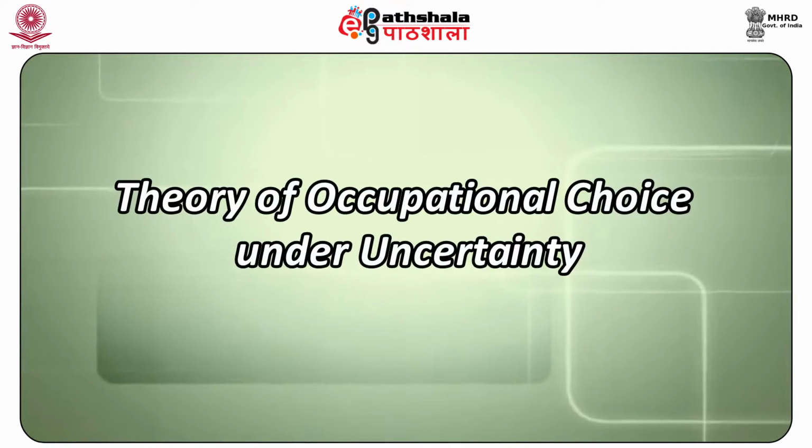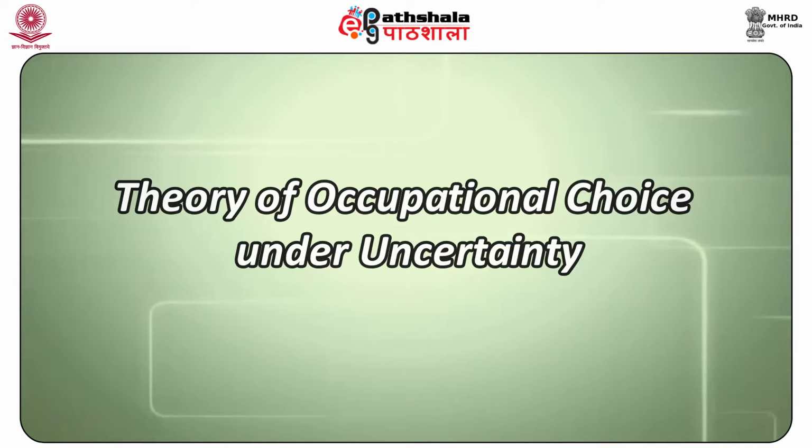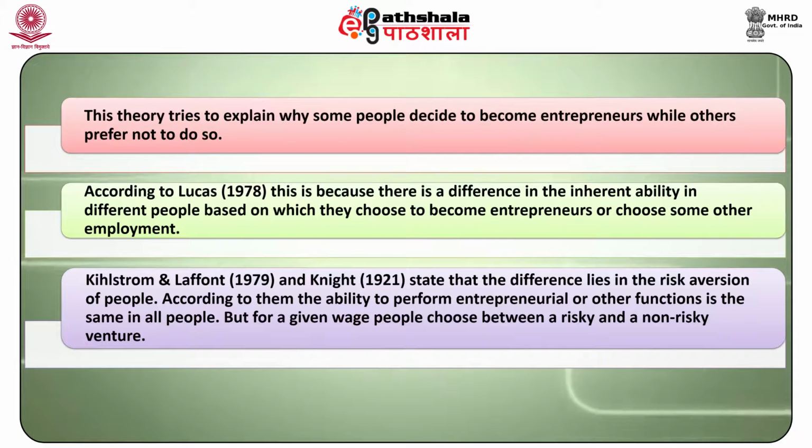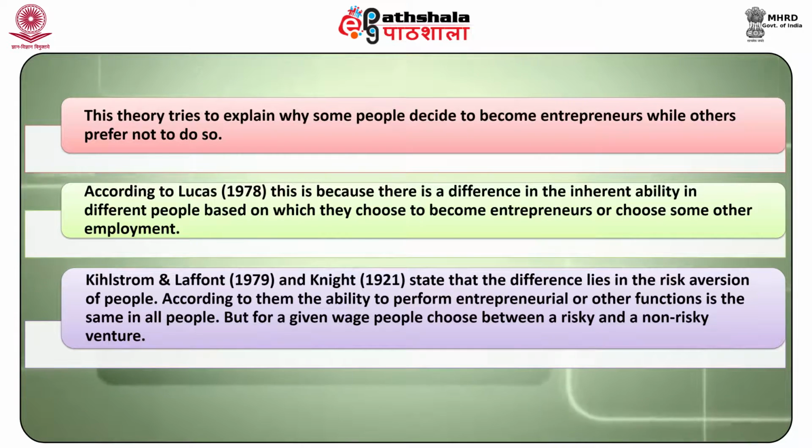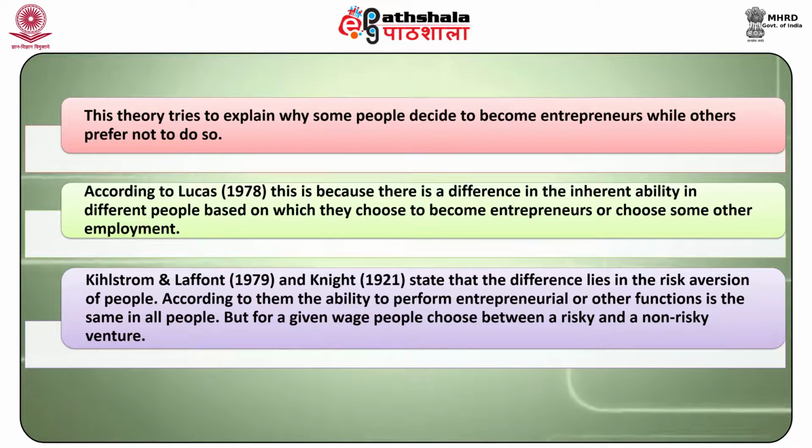Theory of occupational choice under uncertainty. This theory tries to explain why some people decide to become entrepreneurs while others prefer not to do so. According to Lucas 1978, this is because there is a difference in the inherent ability in different people based on which they choose to become entrepreneurs or choose some other employment.